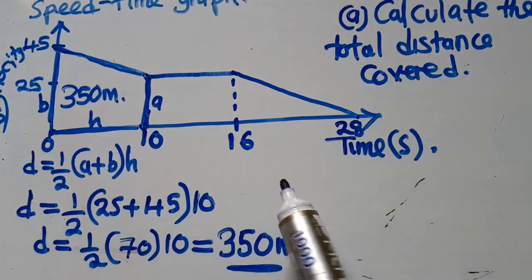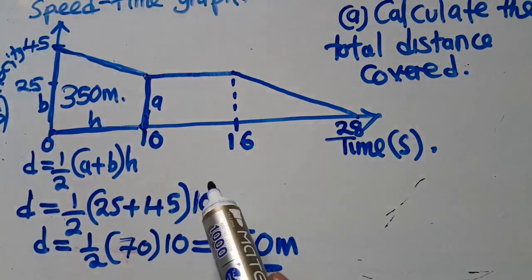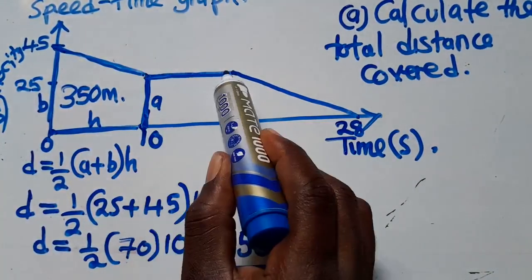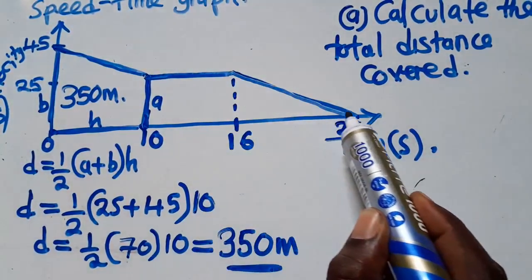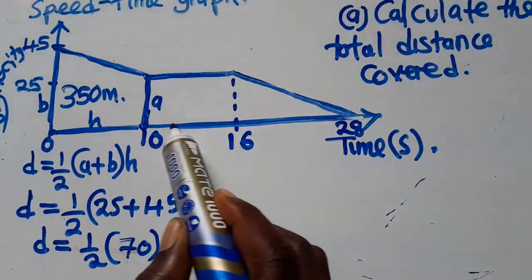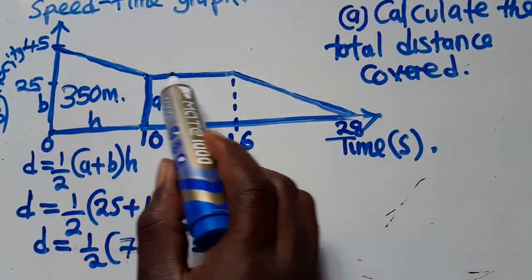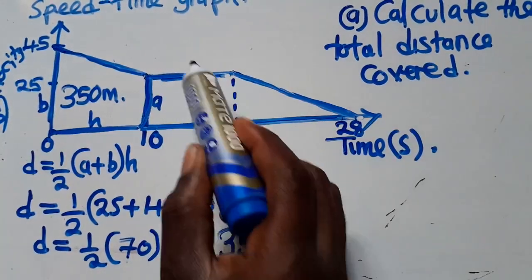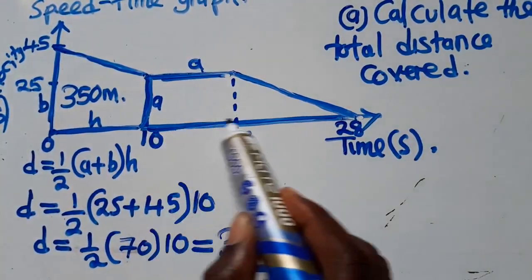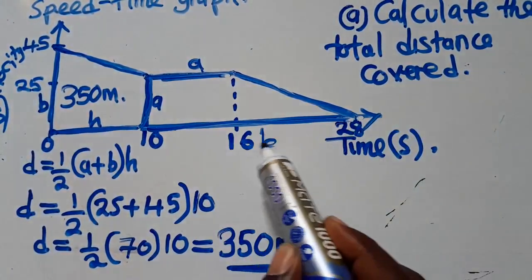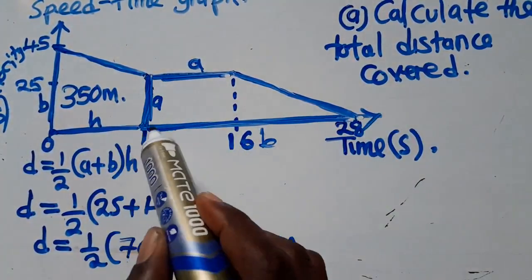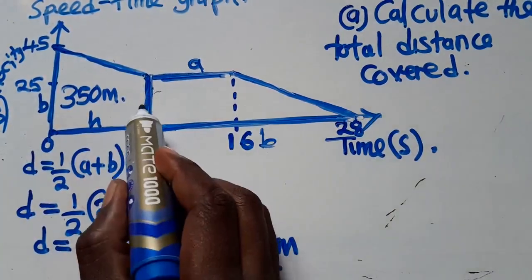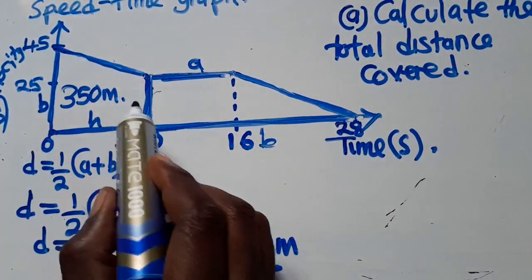I move to this remaining one. It is also a trapezium. Have you seen? We've got this side, it is your A, this side is your B, and then this side is your H. We will not use this same A. I had to put the A because I was solving for the other one. I moved to this one.